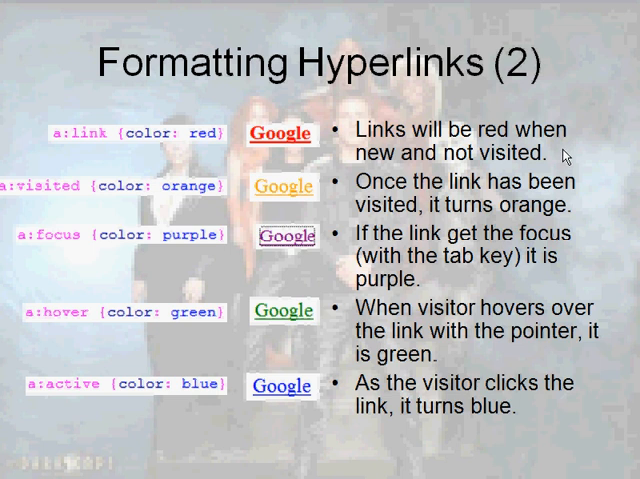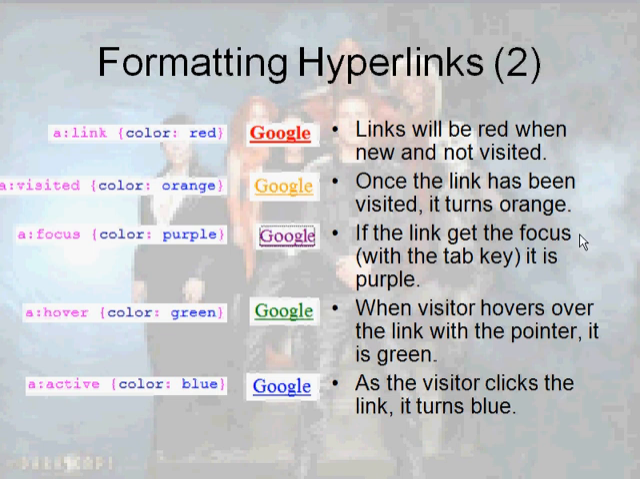This means that links will be red when new and when they have never been clicked on and haven't been visited. Let's say that we visited a link and we don't want it to have that ugly purple that's the default color. We can use a pseudo class selector of A colon visited, and we can change that color to orange. So once the link has been visited, it turns orange. A colon focus, color purple. If the link gets the focus with the tab key, it turns purple.